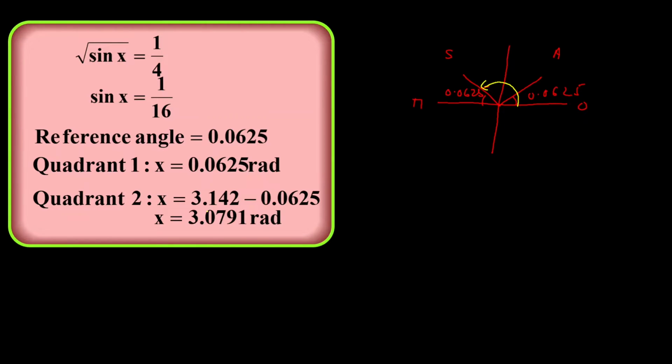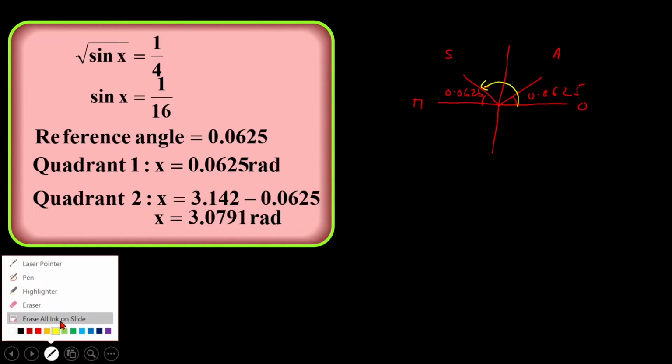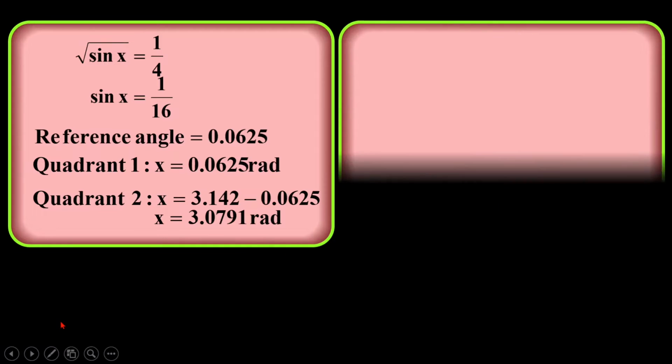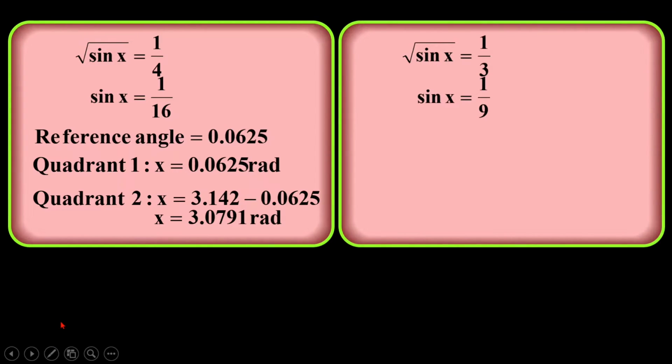So in the second quadrant I get pi, which is 3.142, minus 0.0625, so I will get 0.0791. Okay, I'm done with one side. Let me clear the board. Then I need to hop over to the second one, where sine equals 1 over 9, also positive. For the reference angle, again I just press the calculator: inverse sine, and then press 1 over 9.